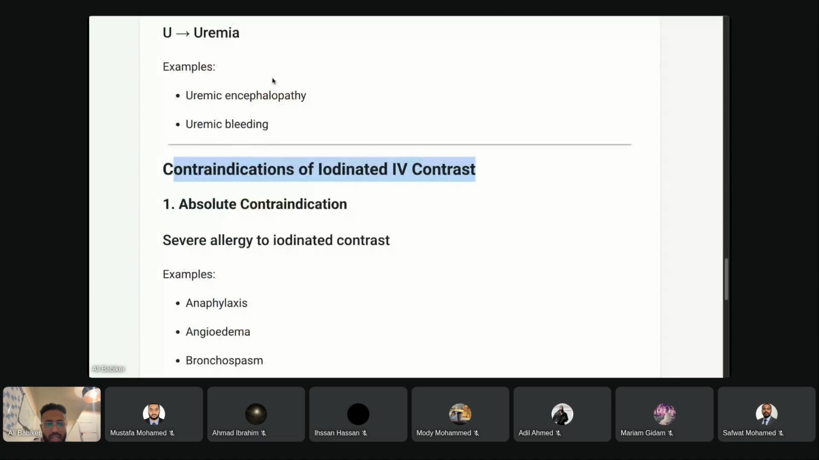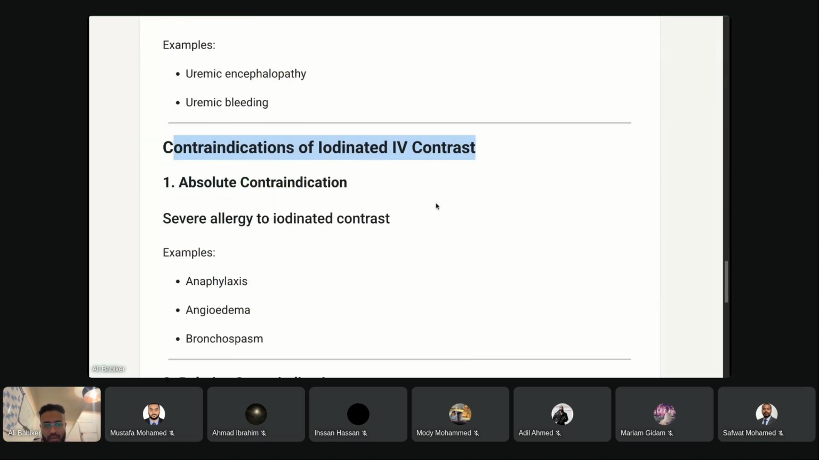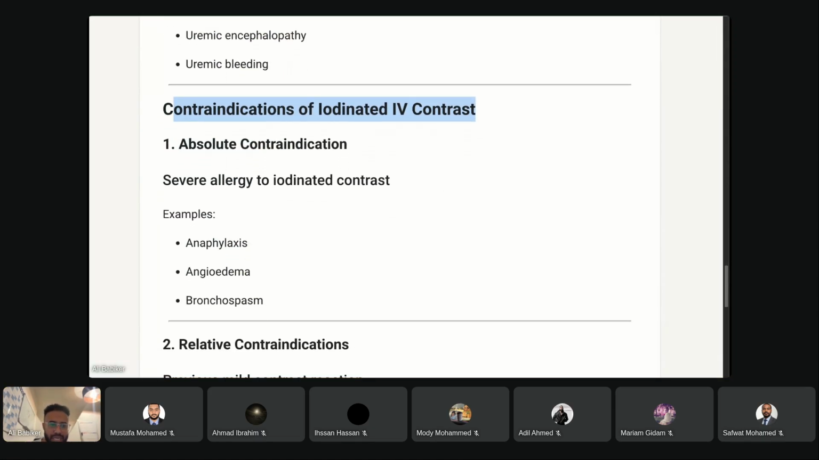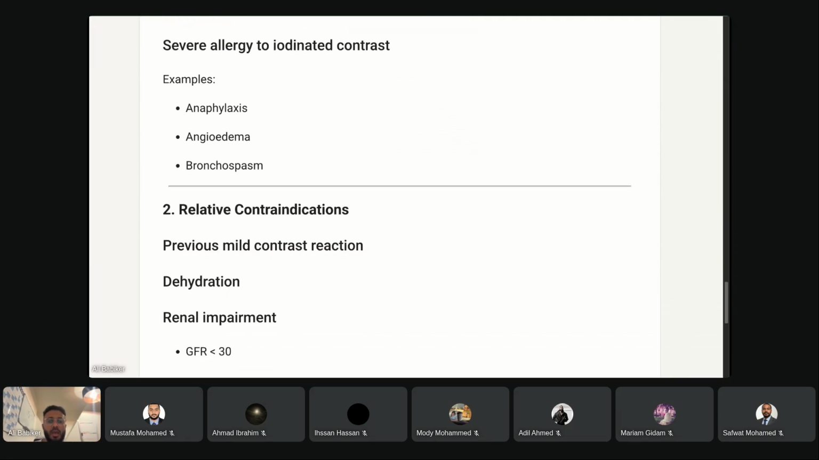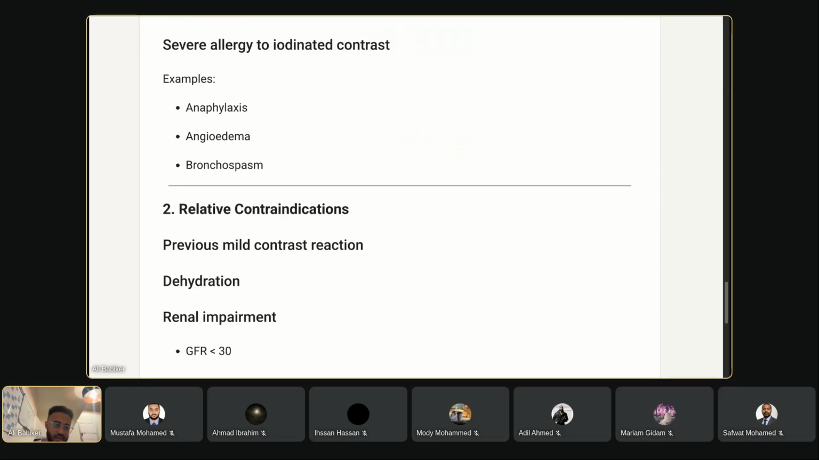All right. Not everyone can take the contrast. There's an absolute contraindication: severe allergy to iodinated contrast, for example anaphylaxis, angioedema, or bronchospasm. Relative contraindication, meaning you may use it if needed.